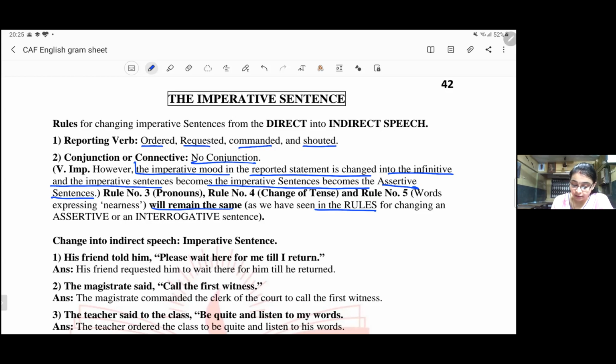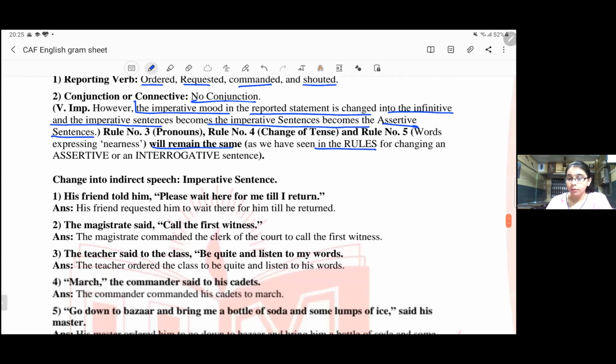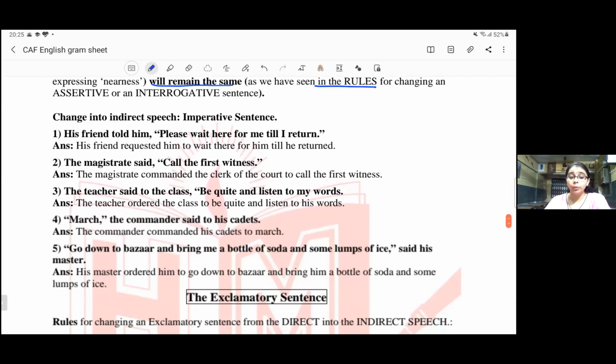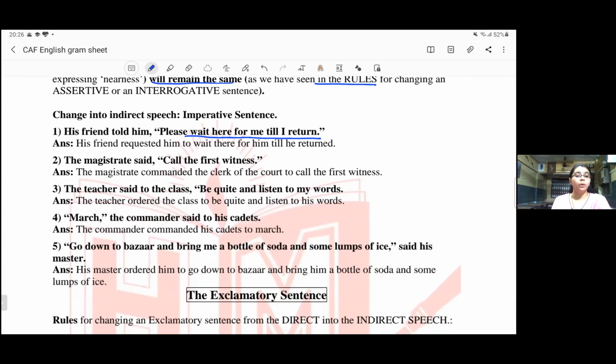Now see the sentence. His friend told him, "Please wait here for me till I return." Now, if you read the sentence one more time, then what reporting verb will you use? His friend told him, please wait here for me till I return. So, his friend requested him to wait there for him till he returned.